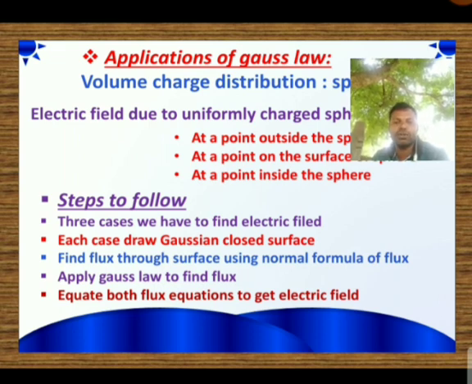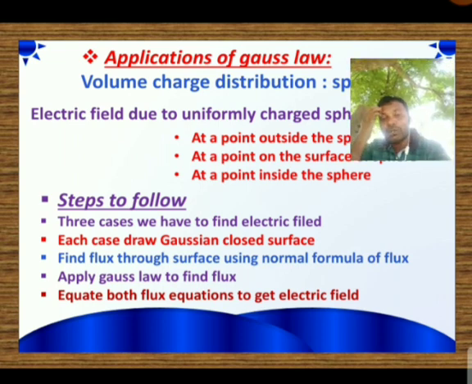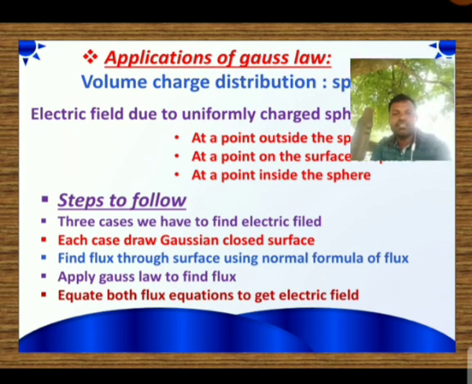Next what you have to do? You have to apply Gauss law. What is Gauss law? Phi is equal to q by epsilon naught. Next what you have to do? You have to equate both fluxes, the general formula flux and the Gauss law formula flux. You equate these two, you will get the electric field, right?